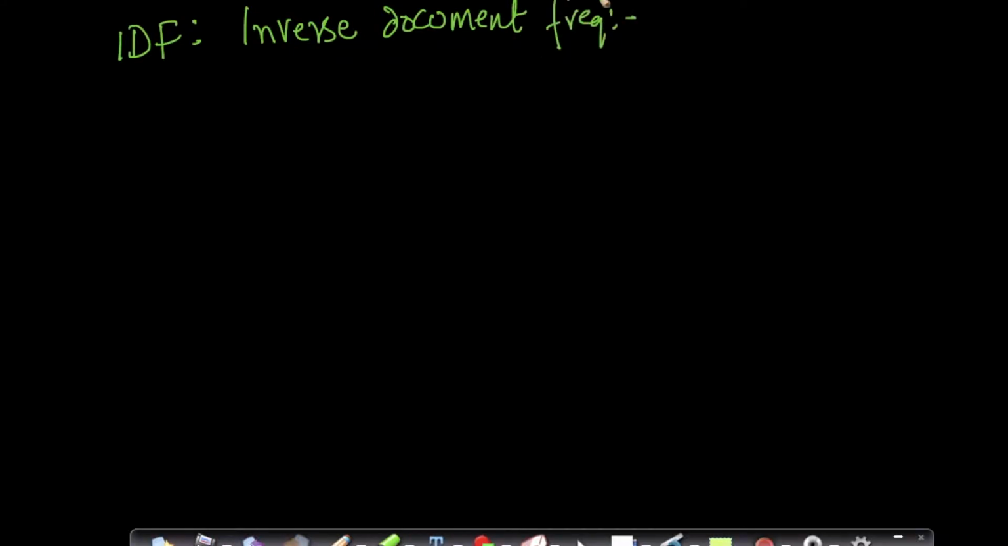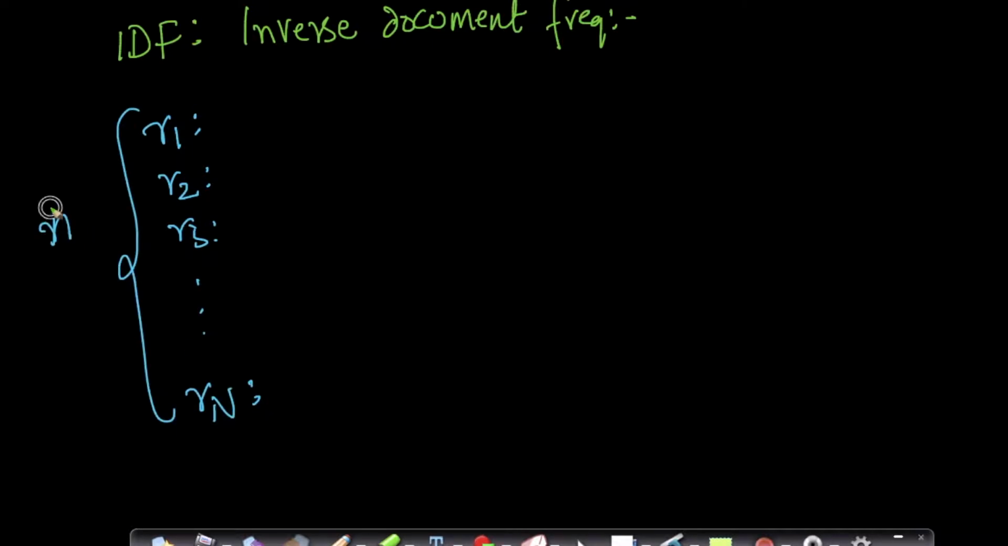Now let's look at IDF. This is much more interesting. The expansion of IDF is inverse document frequency. Let's understand what this means. This is very interesting. Imagine I have my reviews R1, R2, R3, and so on and so forth, Rn, right? So I have capital N documents or reviews, right? So here is the fun part. Let's assume there is a word.